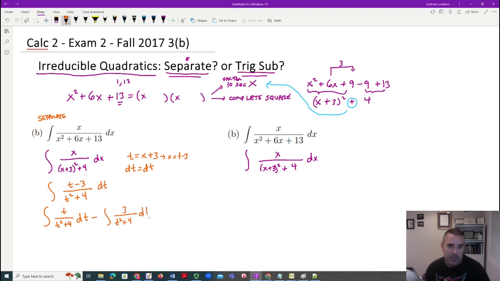If you're paying attention in class, both of those are integrals we can quote. One of them you may or may not recognize. This is arctangent. Hopefully you recognize this one. T over 2 plus c.